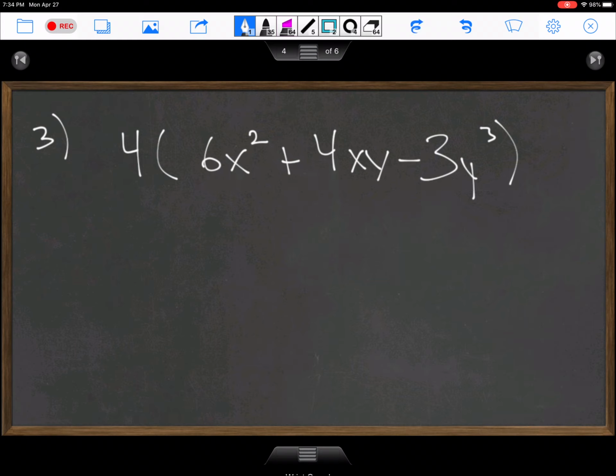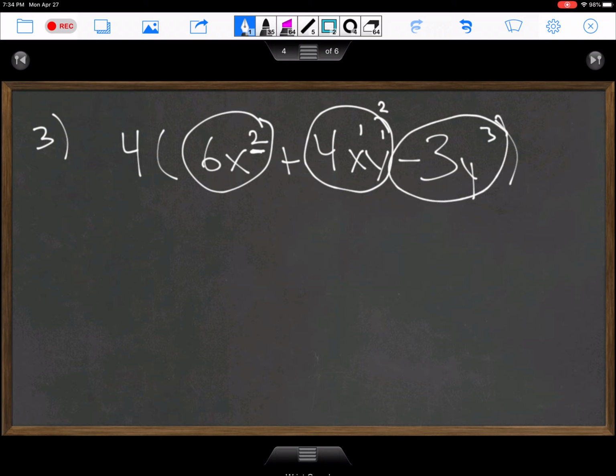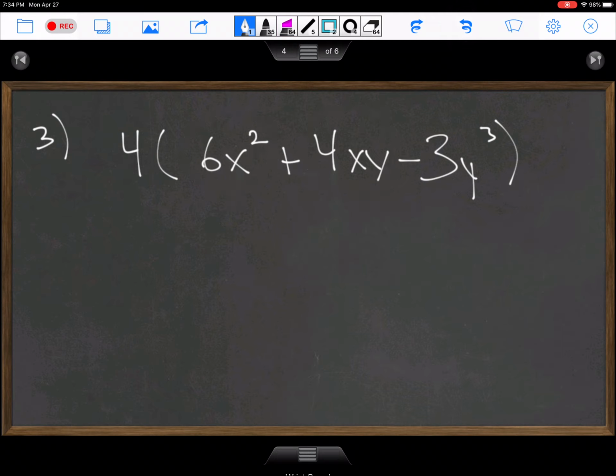And the reason it is a third degree trinomial is because this term is a second degree. This term, x to the first, y to the first, that's also second degree. And this third term, y to the third, is a third degree. So we would name this as a monomial times a third degree trinomial. Not in standard form, but that's for a different day.